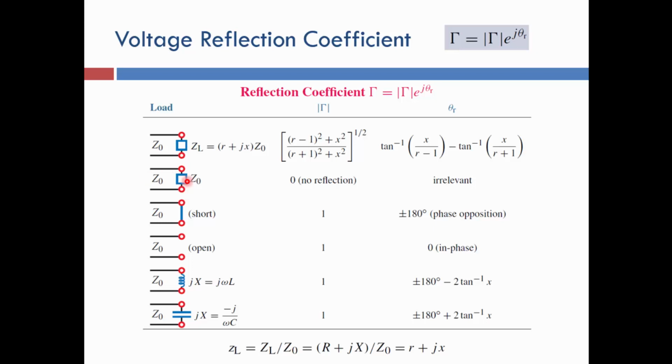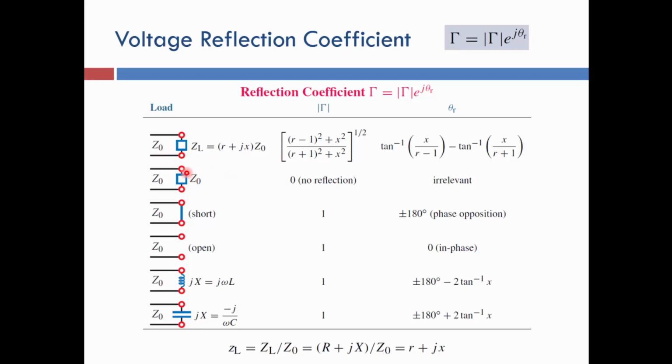Okay, a more general case: a transmission line with a characteristic impedance terminated by a load with an arbitrary impedance. So according to that, the magnitude of the reflection coefficient depends on the values of Z load and Z node, and also the phase difference of the reflection coefficient will depend on these values.